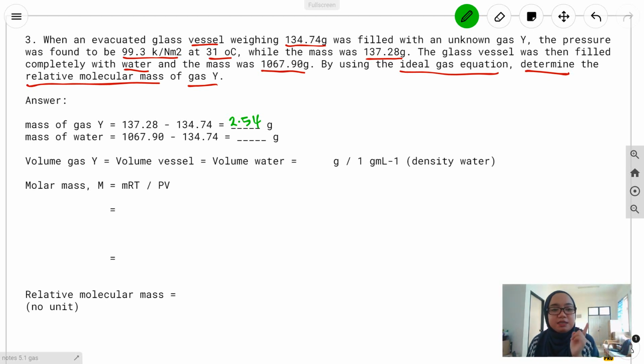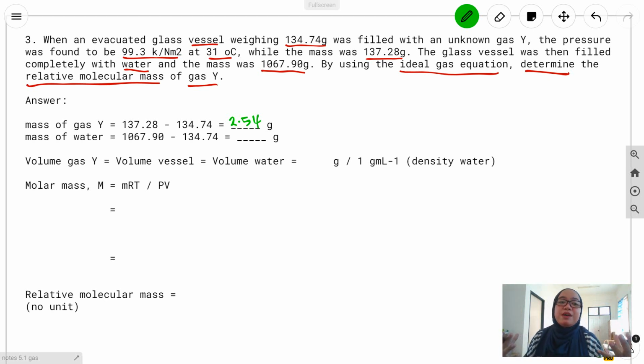The question is, why did I subtract 134.74 instead of 137.28? We know that gas is very small. The volume is small and the mass is small. Once we fill the big vessel with water, the mass of gas Y is not significant at all.